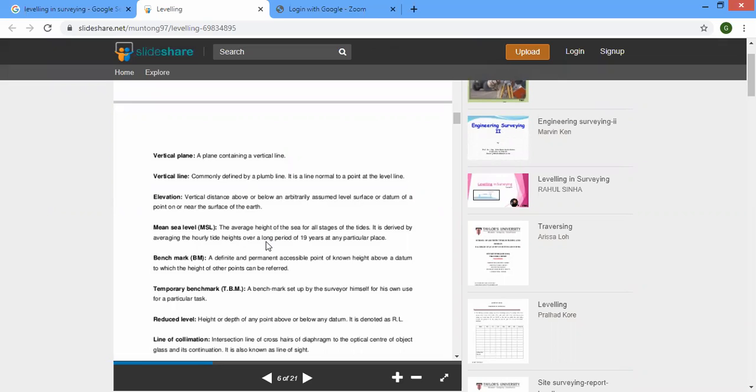Next, benchmark: a definite and permanent accessible point of known height above a datum to which the height of other points can be referred. So benchmark is the temporary datum which we assume, and benchmark is the point, the level of which is known. That level may be with respect to mean sea level, or it may be the assumed level. I can assume the level of the benchmark, say 100 or 200 meters, or 300 meters, anything. Or else you can also have benchmarks which are known.